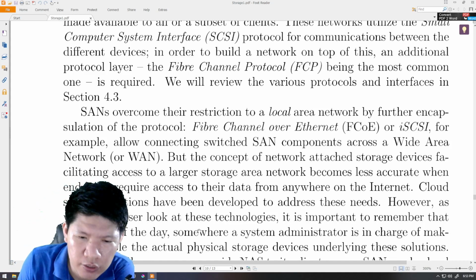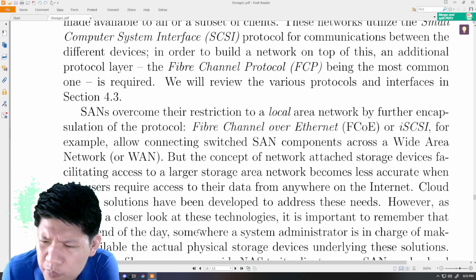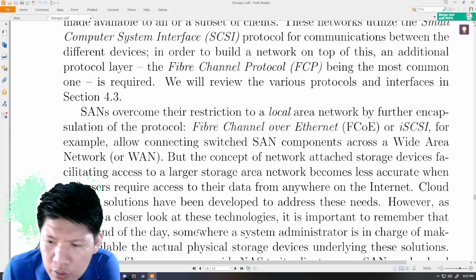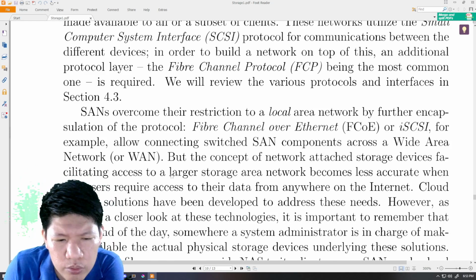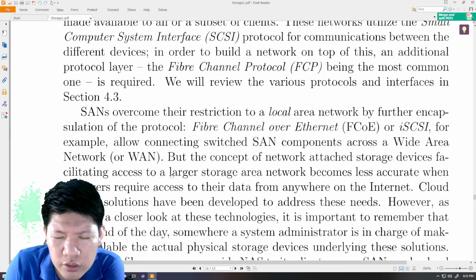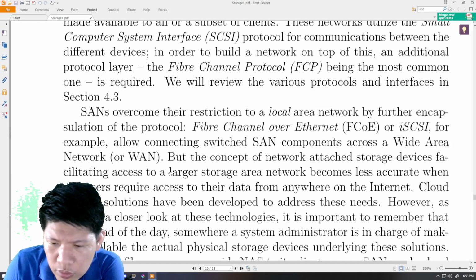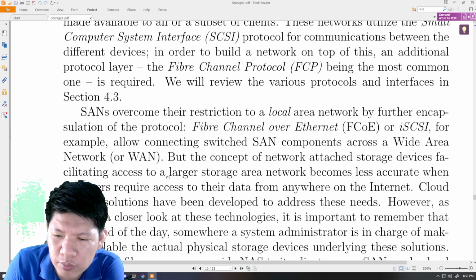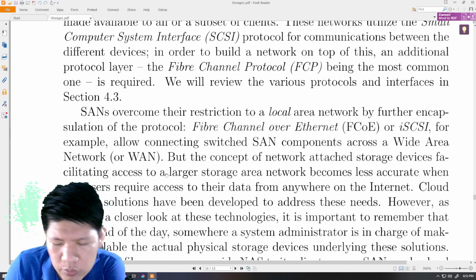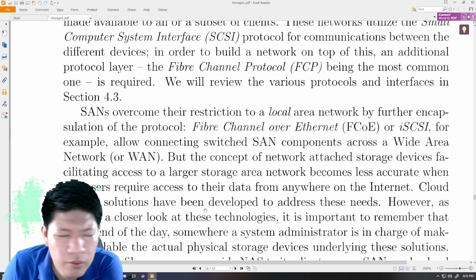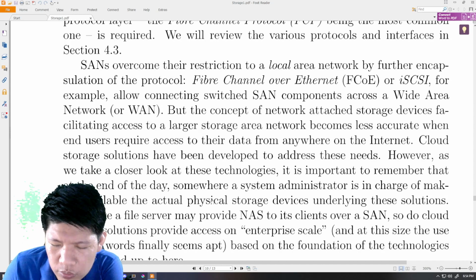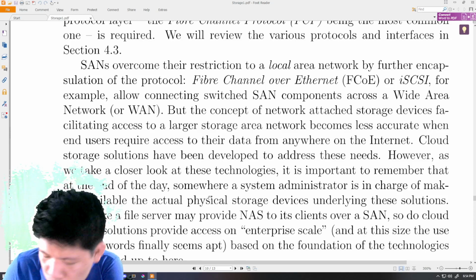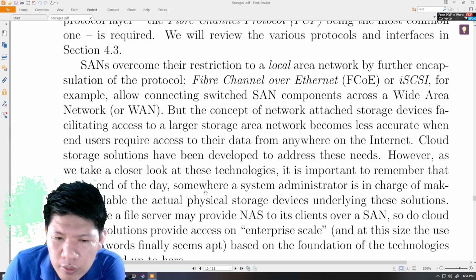To close the chapter, look for these technologies, and they would allow you to be a part of the system administration team. Cloud.